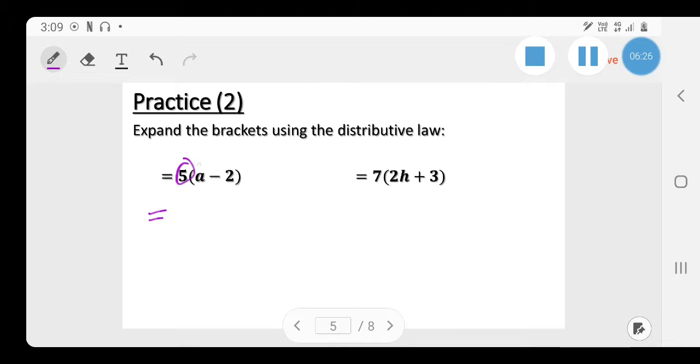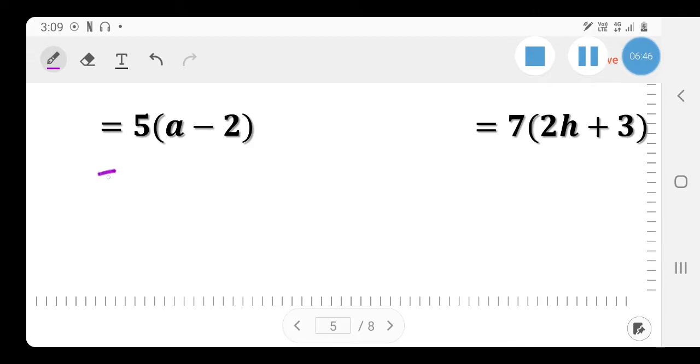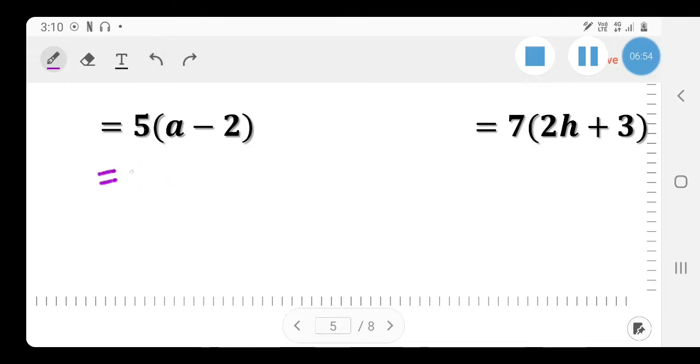So thing outside times first thing inside, then the thing outside times the second thing inside, including the sign that comes before it. It's the number one thing students forget, okay? So 5 times A. I could write 5 times A, couldn't I? But why not just write 5A? 5A. Now 5 times the second thing inside the brackets.